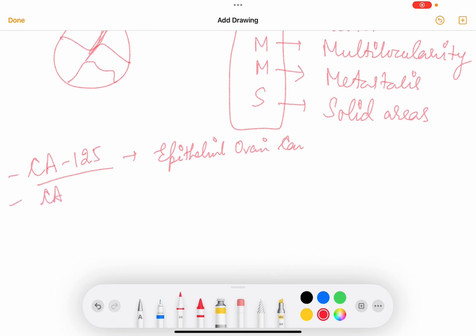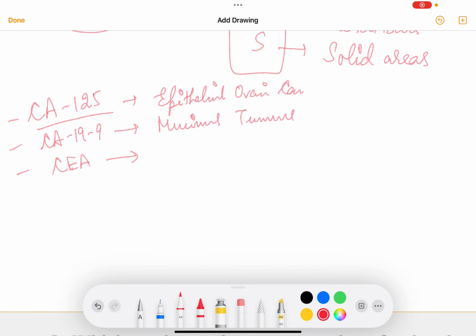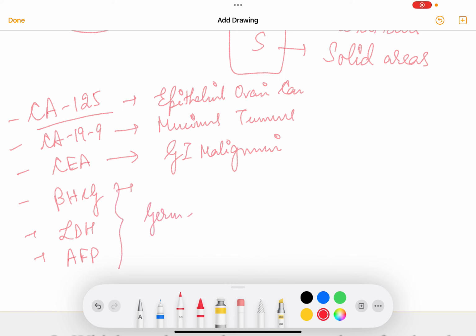Number 2, you will do CA19-9. CA19-9 is a marker of your mucinous tumors. Mucinous cancers will have CA19-9 raised. You also do a CEA for the patient. CEA is carcinoembryonic antigen. It rules out any GI malignancy, so secondaries from the GI tract can be ruled out with CEA. Also you get beta HCG done, your serum LDH, lactate dehydrogenase, and your alpha fetoprotein, these are markers of germ cell tumors.